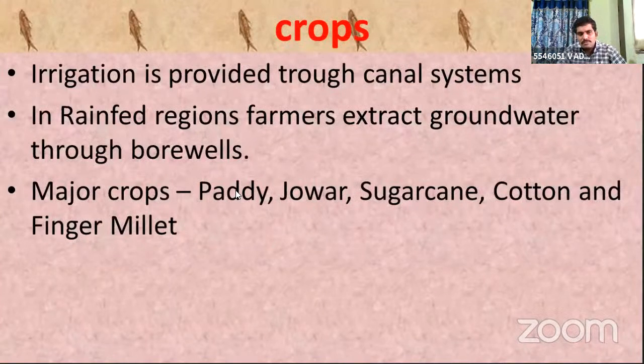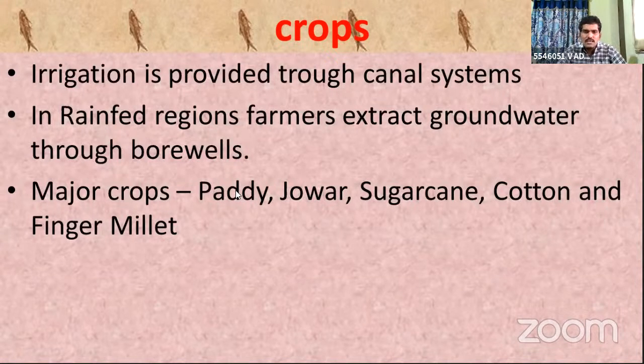Majorly in this river basin, the people are growing crops: paddy, jowar, sugarcane, cotton, and finger millet. These are the important crops grown in this region or catchment area. Irrigation is provided through the canal system. We have river canals from Hospet Dam. Through the canal system, we are supplying water to the fields. In rain-fed regions, farmers extract groundwater through bore wells. Some regions are there where the canal water has not reached; in those areas, particularly rain-fed areas, they are extracting the groundwater through bore wells.